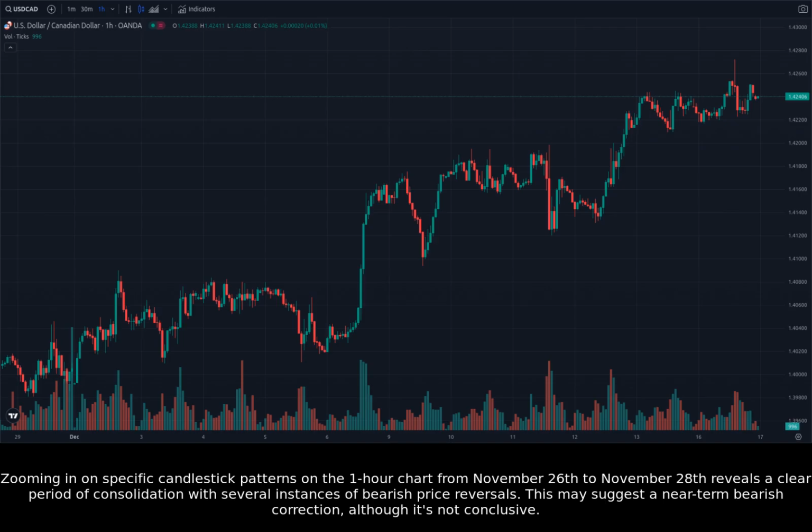Zooming in on specific candlestick patterns on the 1-hour chart from November 26th to November 28th reveals a clear period of consolidation with several instances of bearish price reversals. This may suggest a near-term bearish correction, although it's not conclusive.